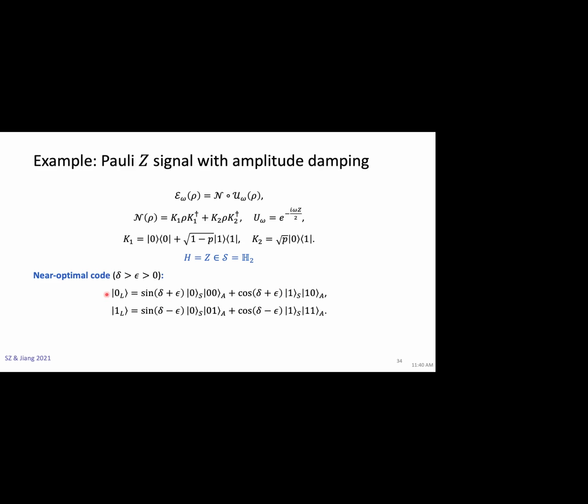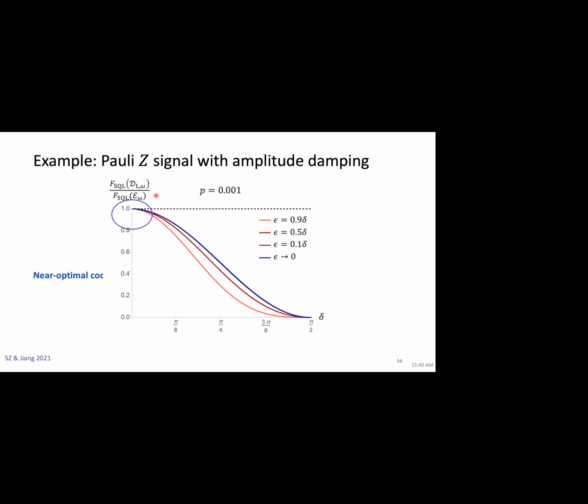So for the amplitude damping channel, we need a 2-qubit ancillary system. This is just the form of this code, and we have two small parameters, delta and epsilon. They are both very small, and epsilon is even smaller than delta. One can plot the Fisher information of this code. The Fisher information of this code basically goes like this.